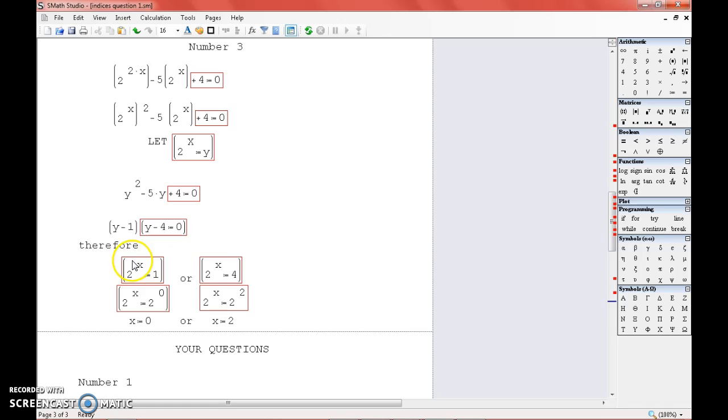After you get it in a way that is easier to understand, then you write back the 2x where the y was. After you calculate this, 2x is equal to 1, or 2x will be equal to 4, right? And then you say 2x is equal to 2 raised to 0, because the 1 right here is the same thing as 2 raised to 0, so x will be equal to 0. You do the same thing over here, and x will be equal to 2.